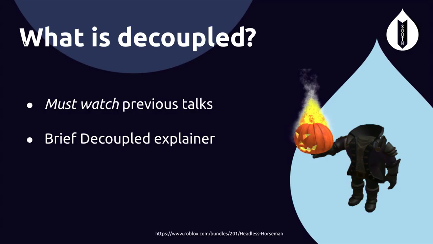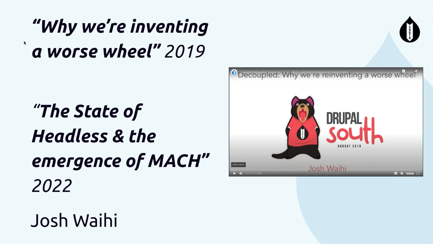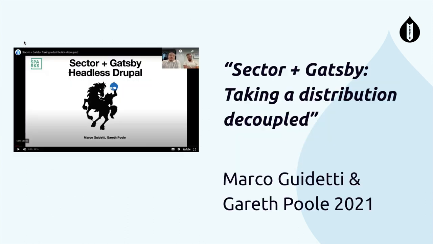So looking at what is decoupled, there were a few must-watch previous talks, which I'll mention shortly, and then I'll do a quick, brief decoupled explainer. So Josh Wyke, who's right here, in 2019 spoke about why we're inventing a worse wheel, but then followed up in 2022 about the state of headless and the emergence of MACH. And those really covered such a great array of strategic talks into using decoupled, the maturity of the frameworks that we're using, going into things also like caching and CDNs and functions on the edge, and all these wonderful things. So definitely worth a watch. And then in 2021 as well, from the Sparks team, Marco and Gareth spoke about taking a distribution decoupled with our sector distribution and Gatsby.